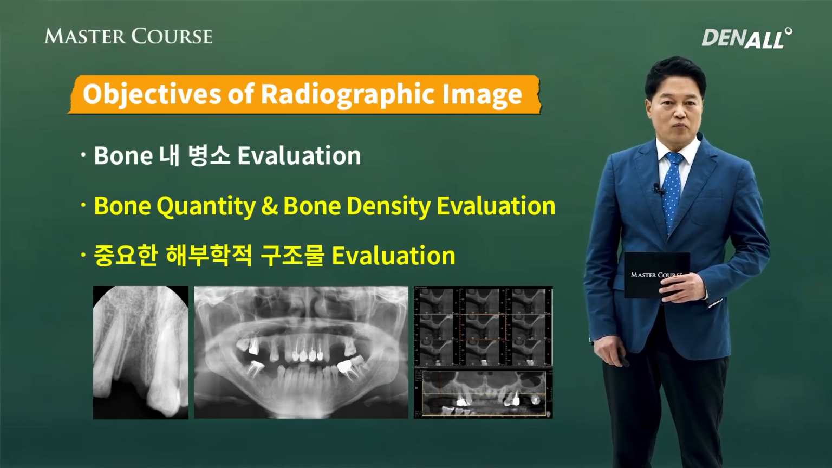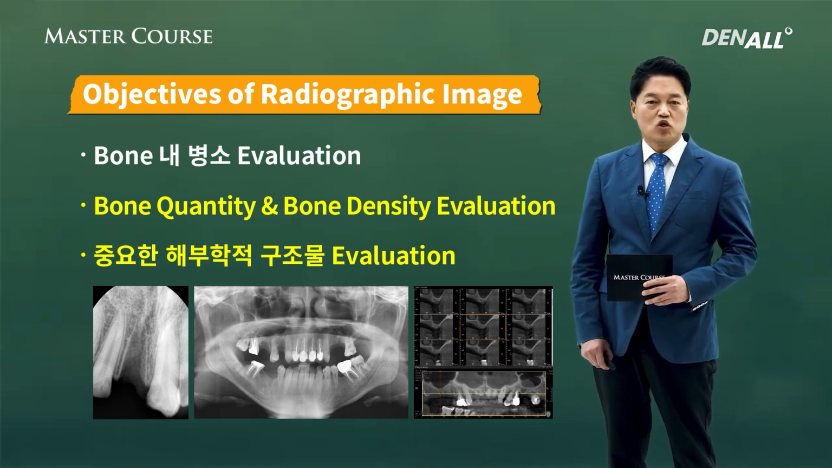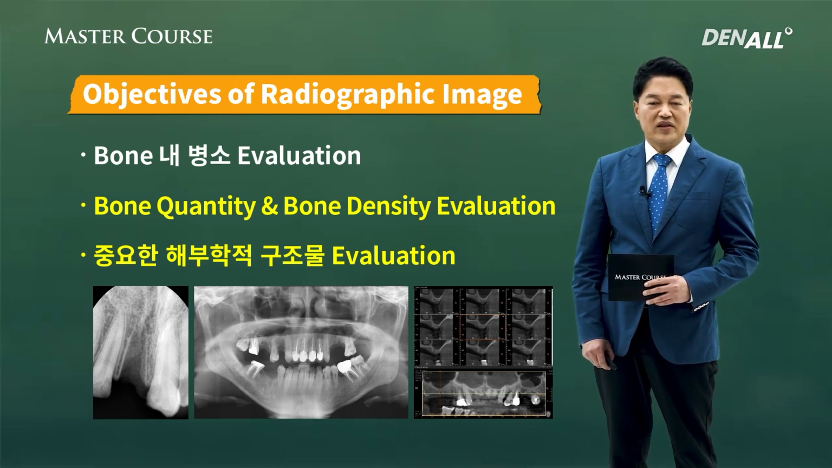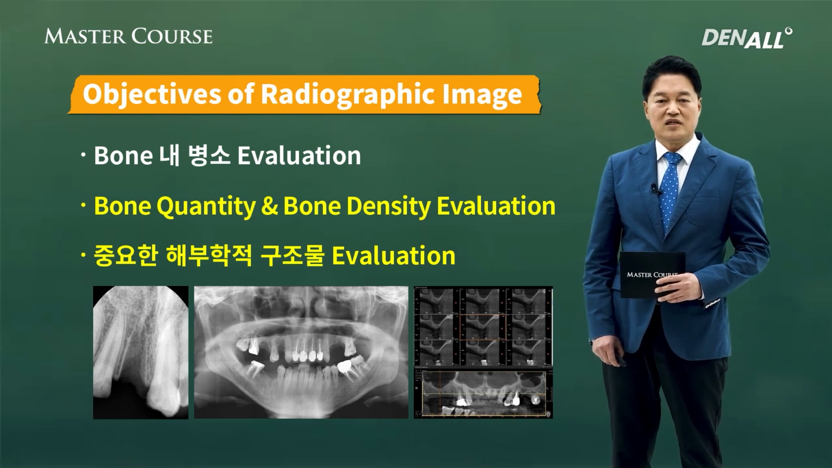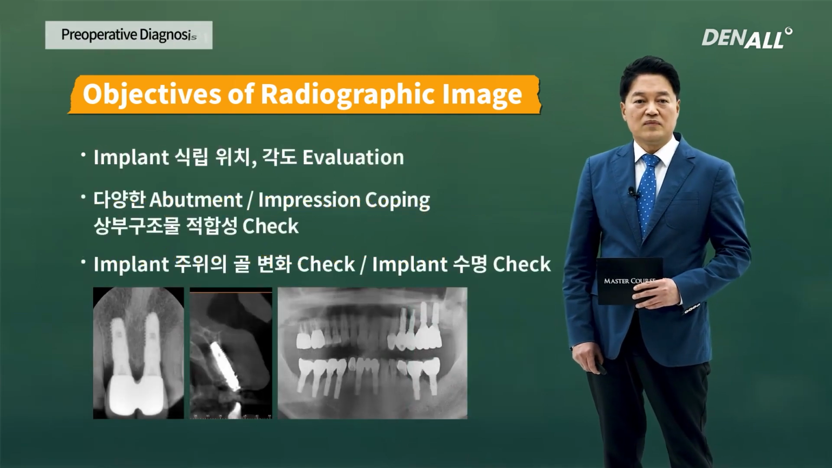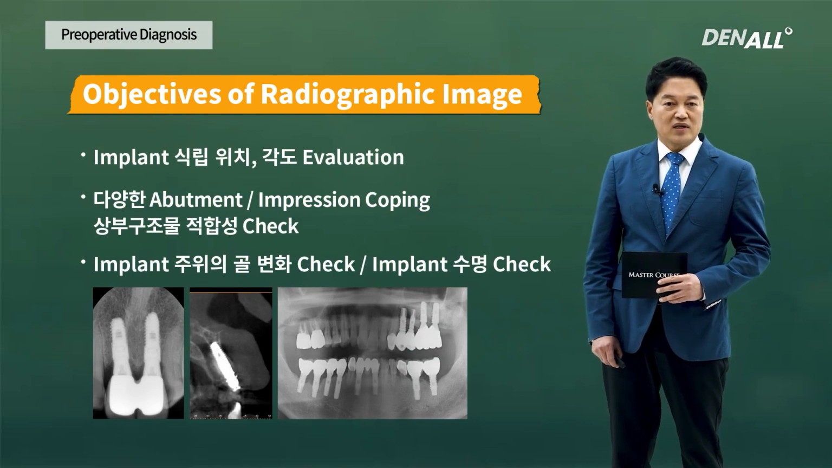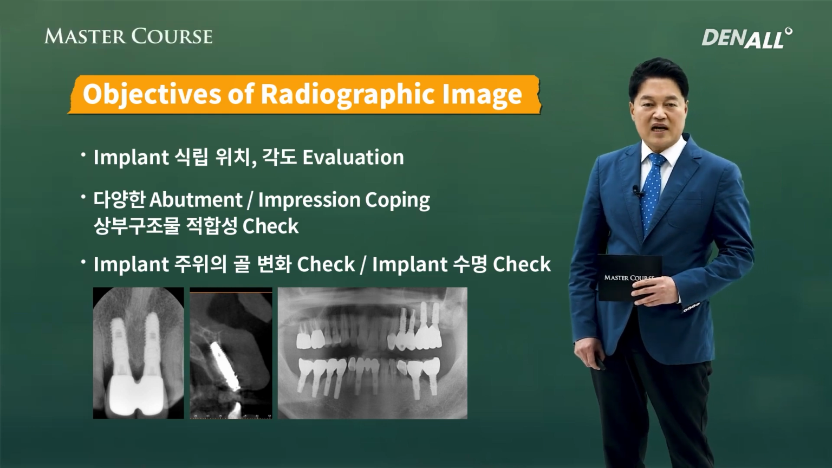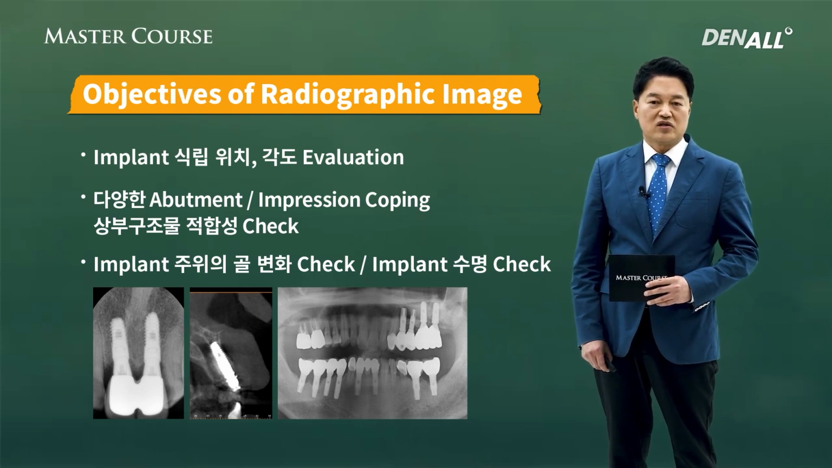In relation to implant treatment diagnosis, bone density and quantity are evaluated, and important anatomical structures are evaluated to avoid them. In other words, the mandibular canal or sinus floor position is accurately determined, and this is very important in planning implant treatment. Implant placement position or angle is evaluated, and compatibility of various abutments or impression copings and superior structures is checked using radiographic images. You also check bone changes after the implant has been placed, and for implant lifespan.